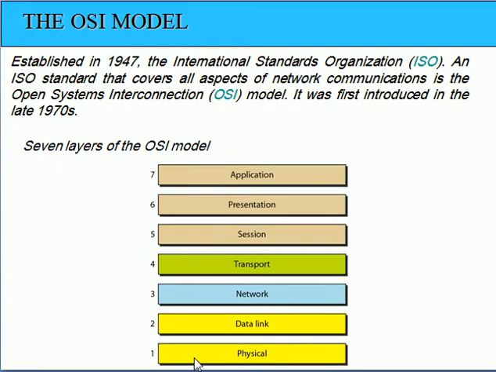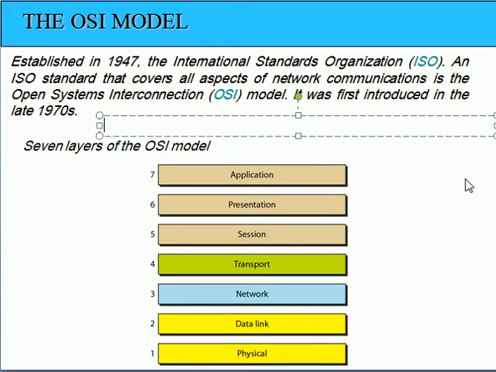How to memorize this model? We said before that you can memorize this by using a short sentence, which is very useful. What is this sentence? We can say: Programmers do not throw sauce pizza away. So as you can see here, P is for physical layer, D for data link, N for network, T for transport, S for session, P for presentation and application.